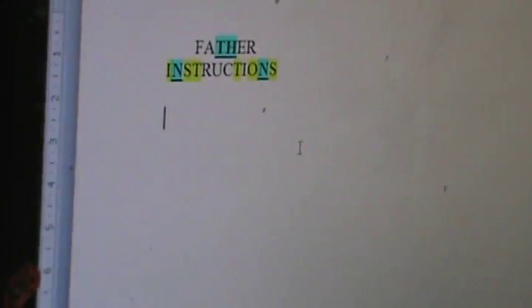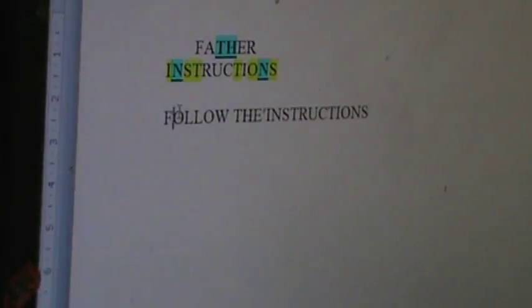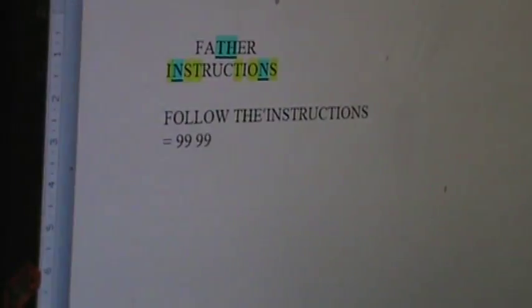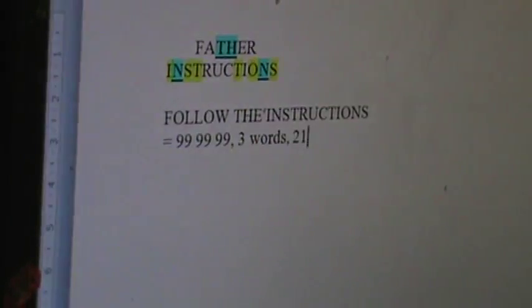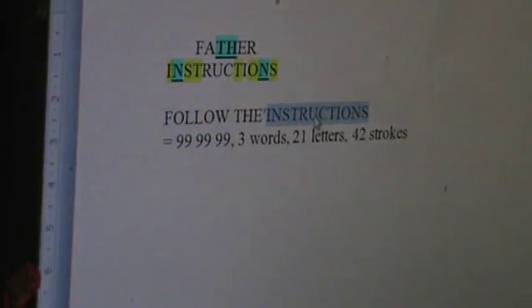That's cool. All right. And then a glorious Trinity glorifying statement is follow the instructions. Follow is plus 2, Christ. The instructions divides by 3. Follow the instructions is, you heard it here first, a triple of 99 to glorify the Trinity in exactly 3 words, 21 letters, 42 strokes. Everything divides by 3. There you go. I just solved the famous phrase, follow the instructions for the Trinity. But instructions is Father.